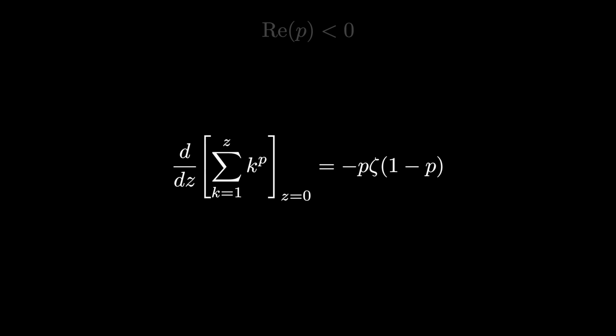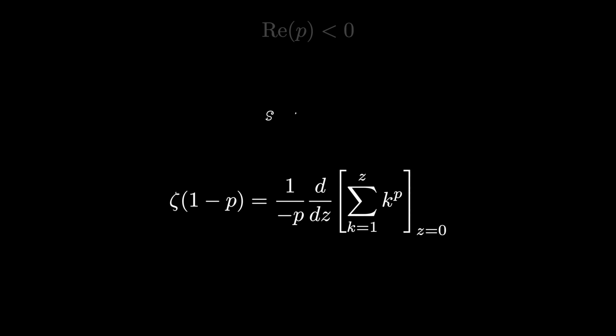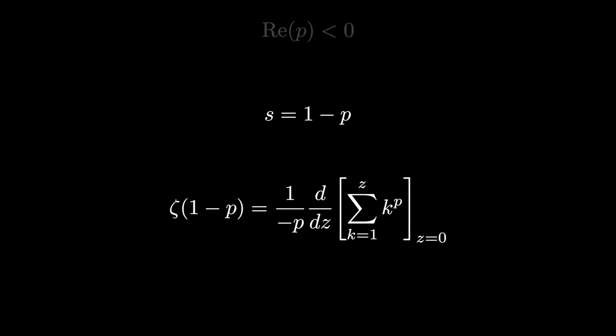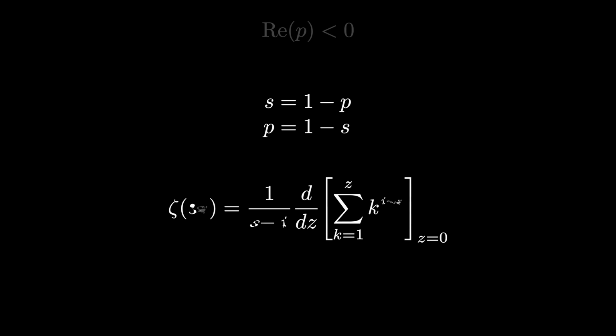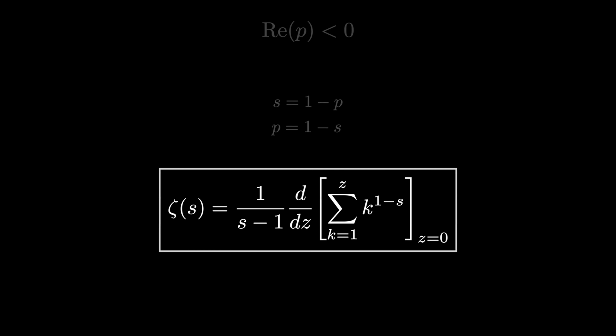We can use it as a new definition for the zeta function. Let's flip this around and isolate the zeta. We can define s to be 1 minus p, which also means that p is 1 minus s, so we can substitute that in for p. And now we have an alternative definition of the zeta function. Zeta of s is 1 over s minus 1 times the derivative of this fractional sum evaluated at 0.